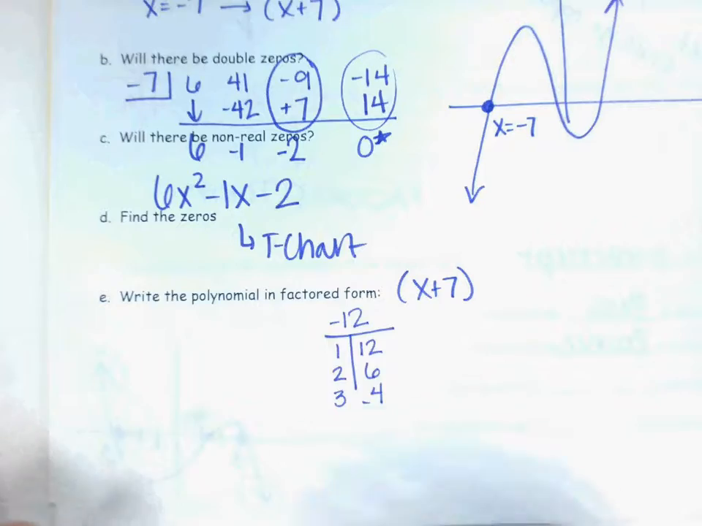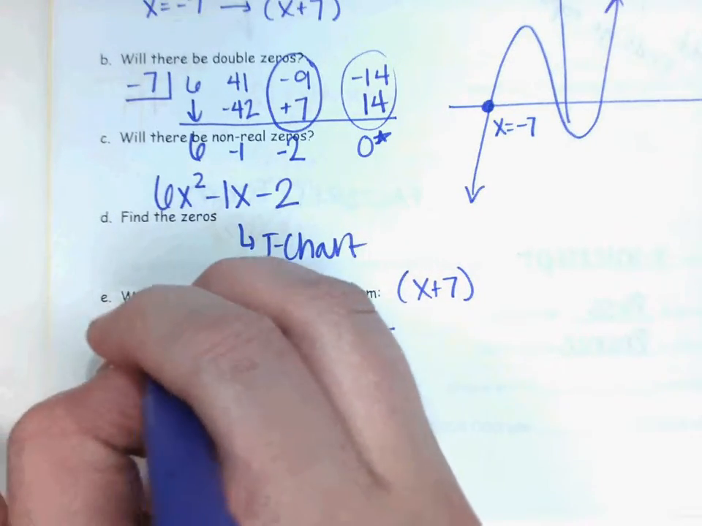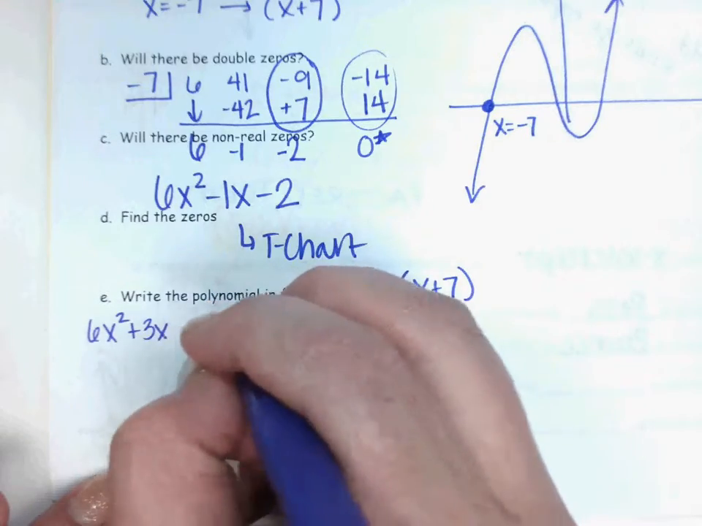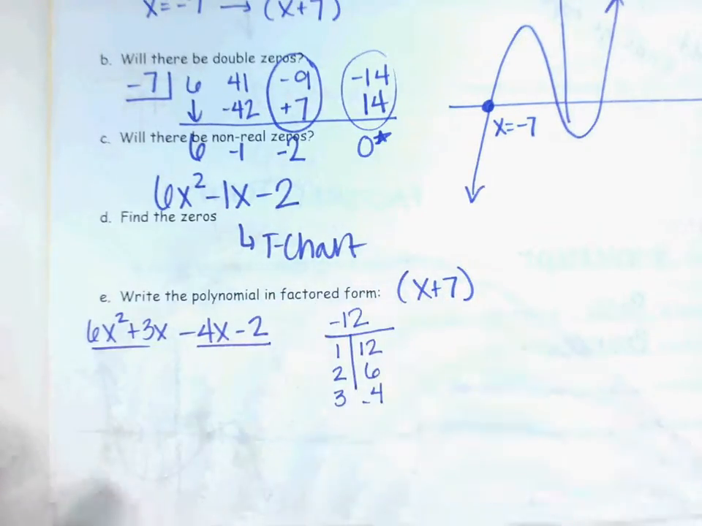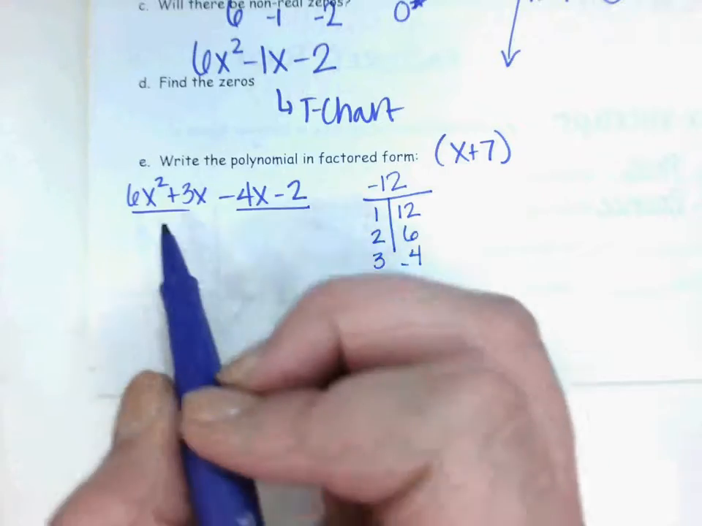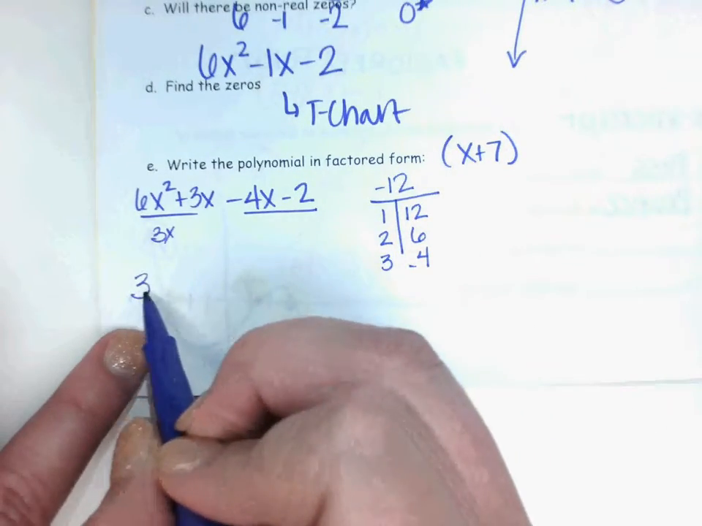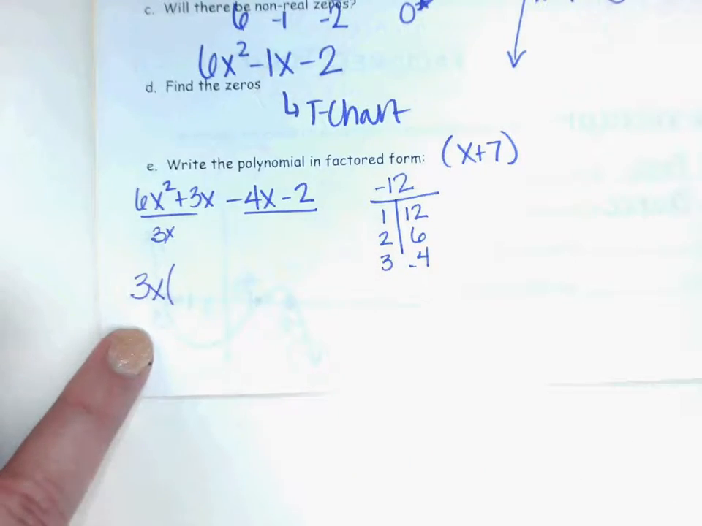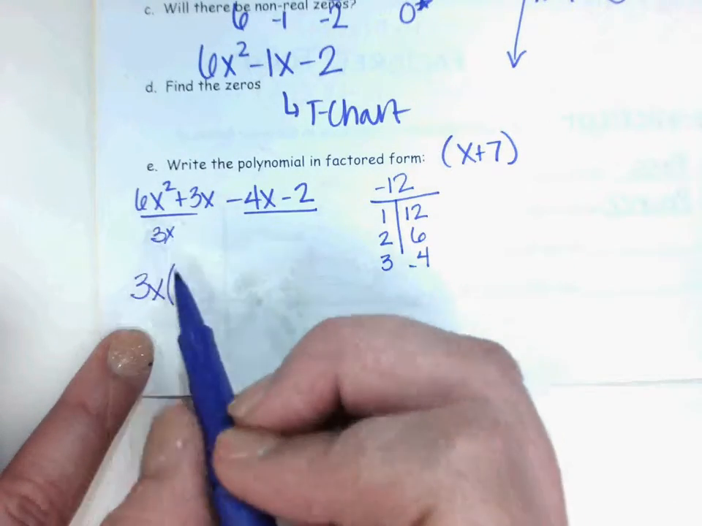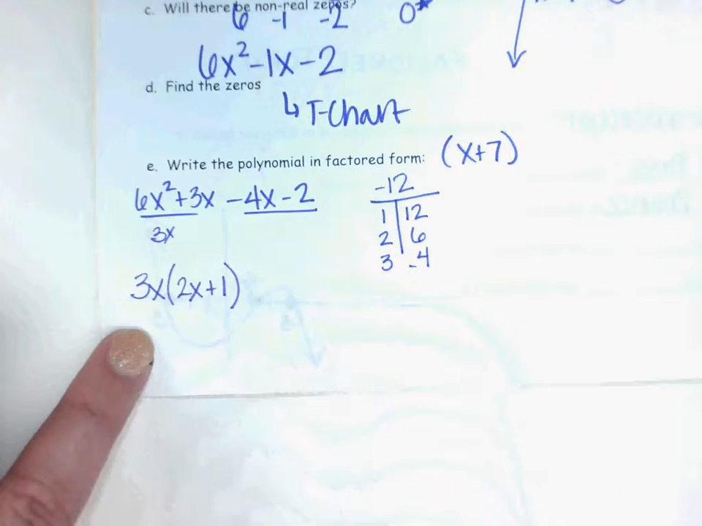So I'm going to do 6x squared plus 3x minus 4x minus 2. And then do my usual grouping. So from there, what can I take out of 6x squared and 3x? Okay, a 3x. 3x is going to come to the front. What will be left over? Okay, 6 divided by 3 leaves a 2x, and 3 divided by 3 leaves a plus 1.